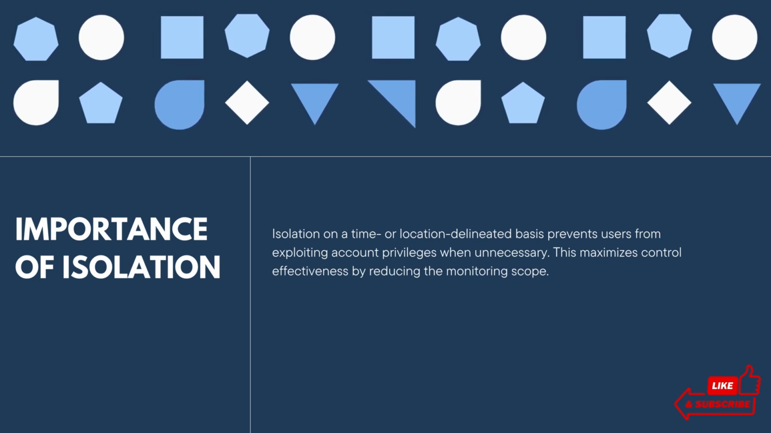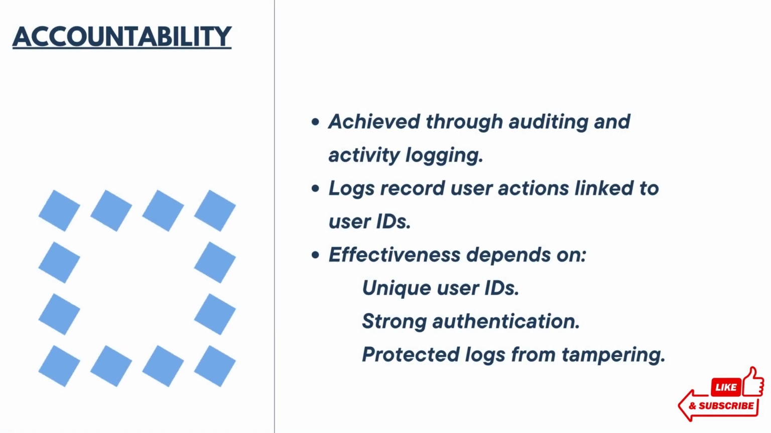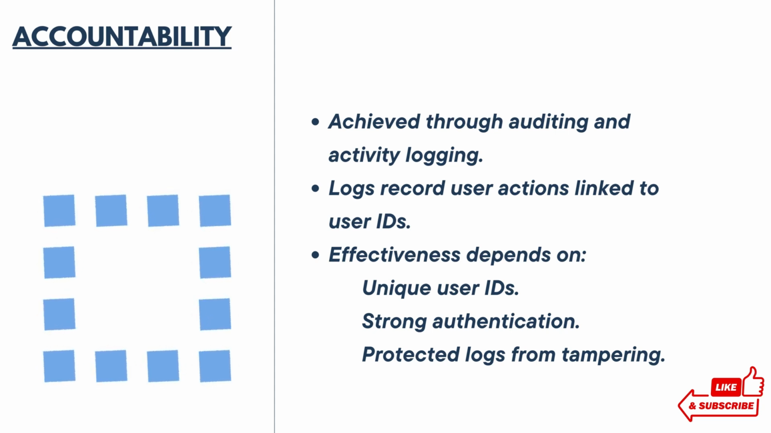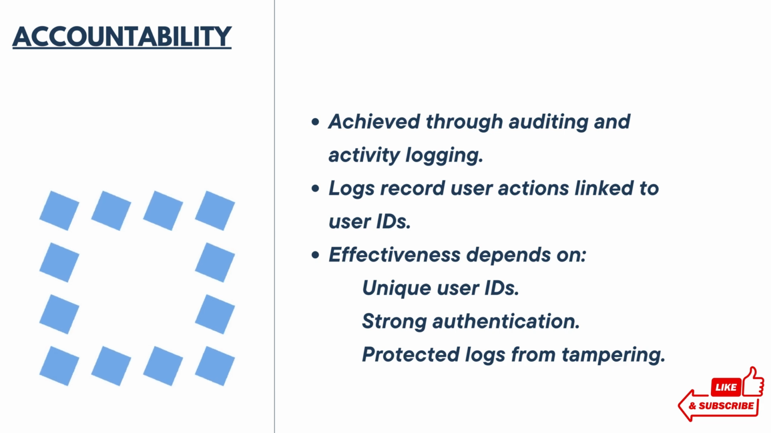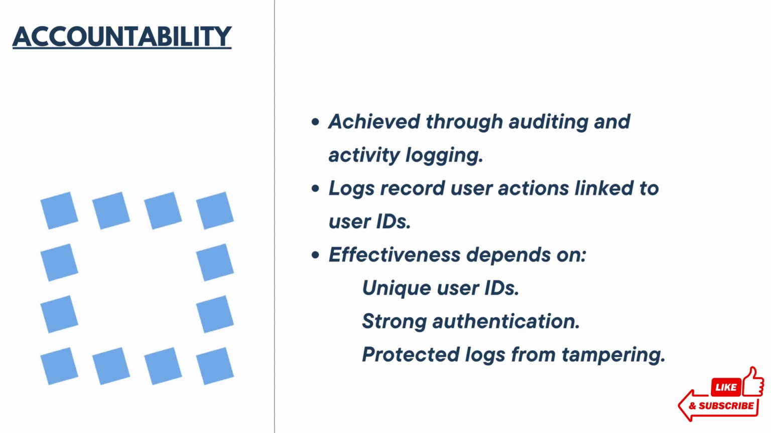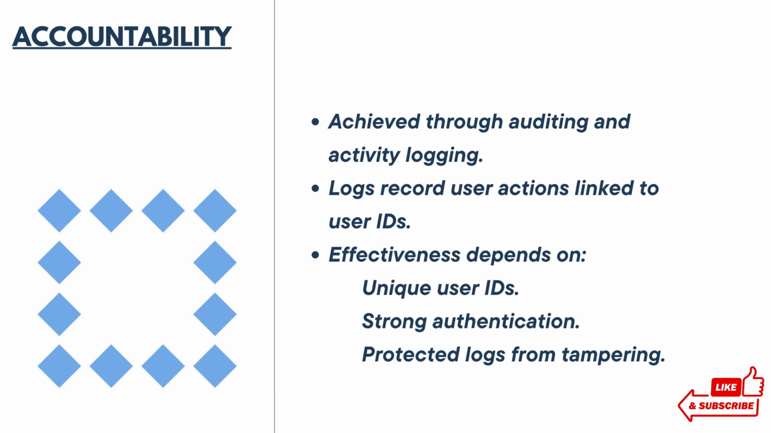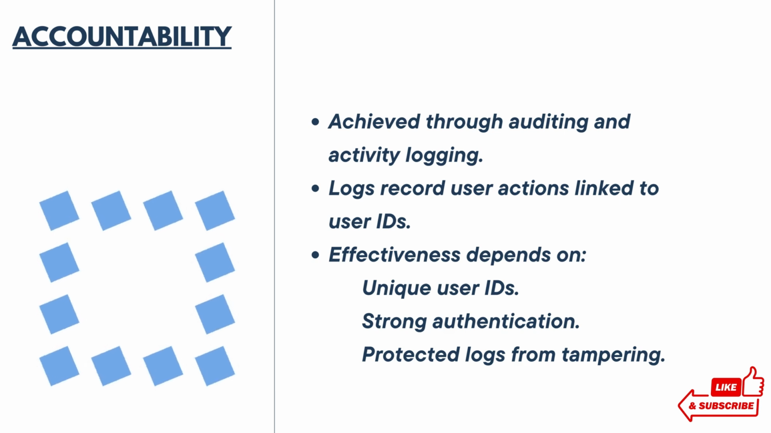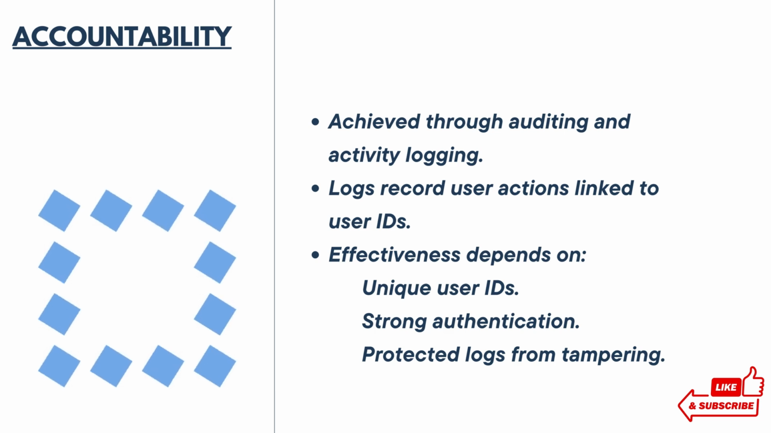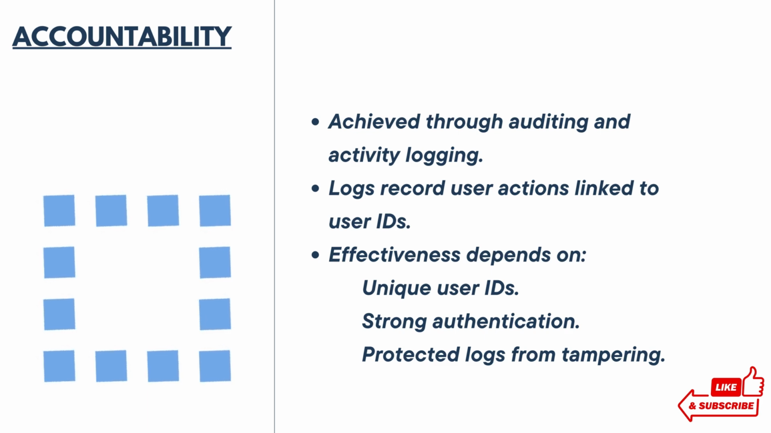Alright, we're at the final piece of the IAAA puzzle, accountability. This is where the rubber meets the road, and it's all about keeping score. So, you've identified who's who, authenticated them, and authorized what they can do. Now accountability steps in to say, hey, let's track what they're actually doing. How? Through auditing. Picture this, every move you make in the system gets logged, like a digital detective jotting down notes in a case file. And those notes? They point right back to your user ID, so there's no hiding.